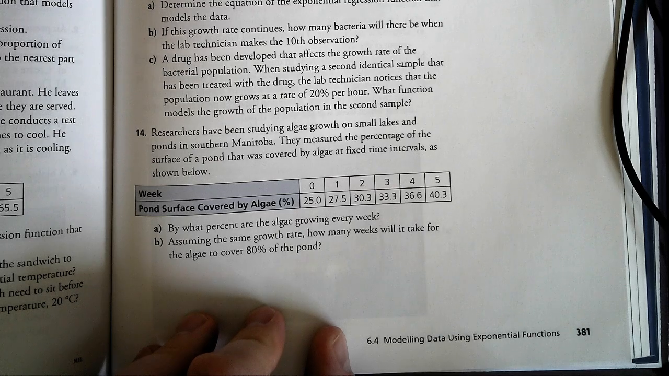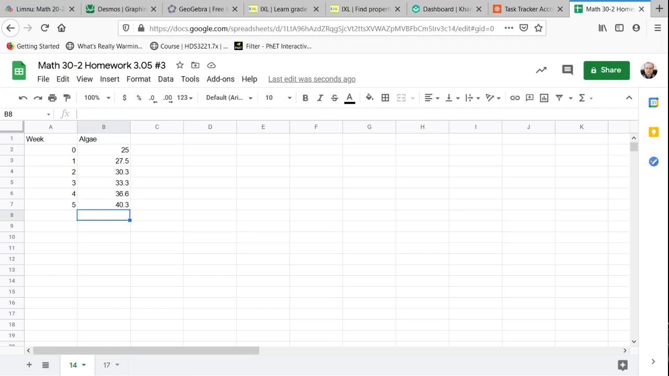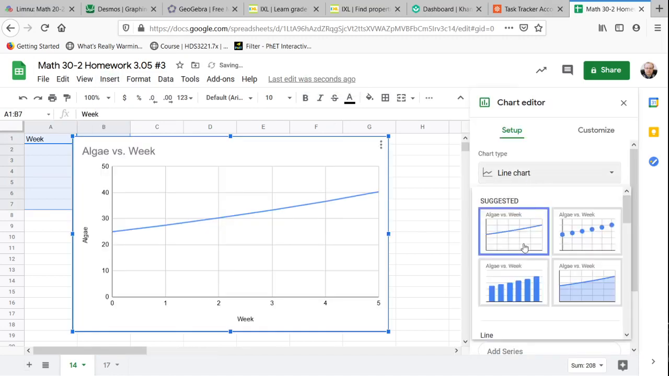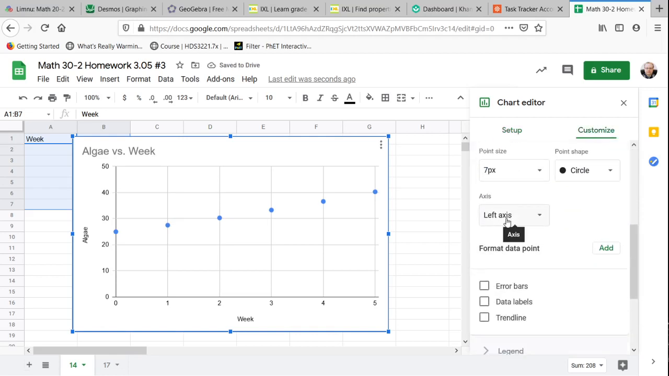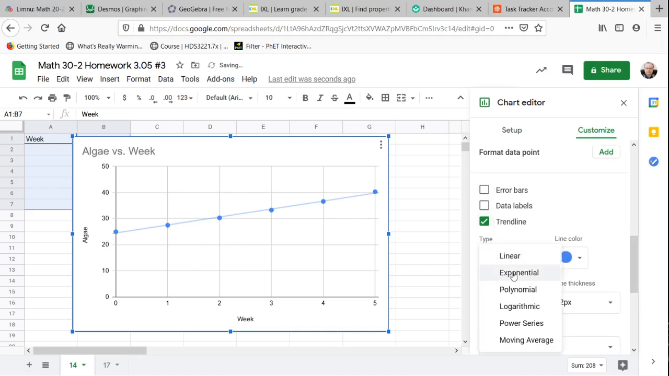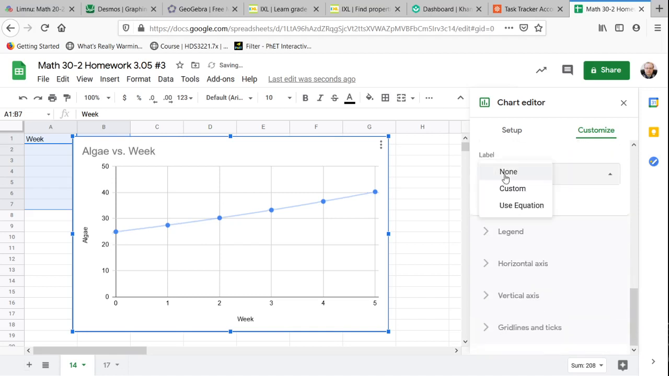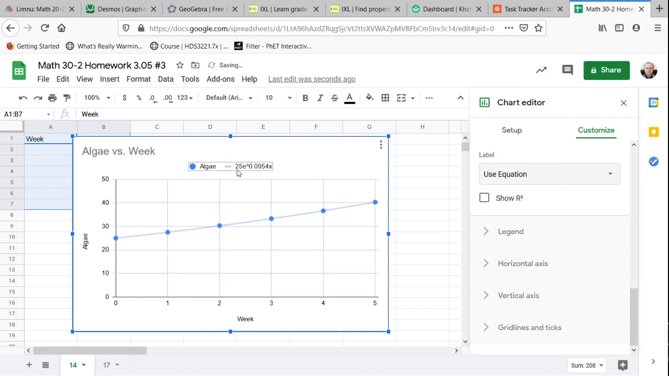So for this, we will go back to our spreadsheet. I've got the data entered already. We will insert a chart, and we will make it a scatter as usual. And we are going to be looking at a trend line that is exponential. We label our equation, and there we have e exponent 0.0954.